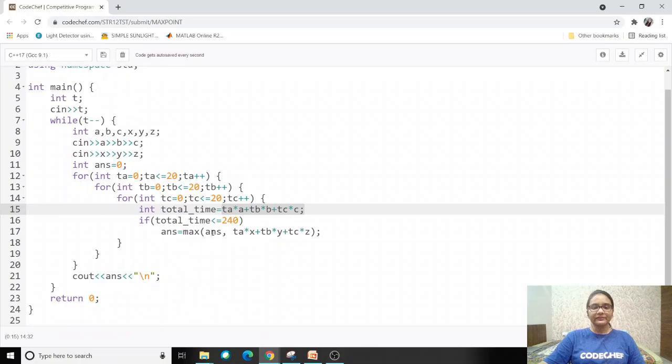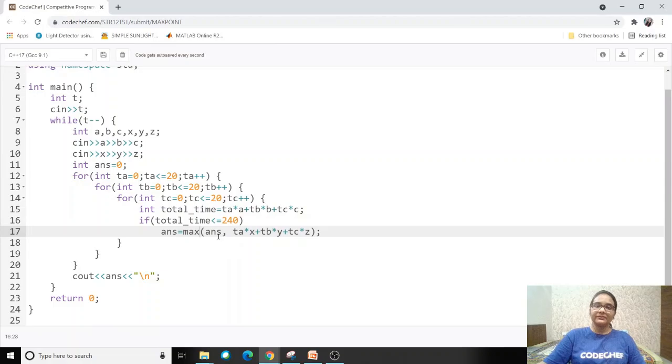So we will calculate the points. I've placed a max function here because we will see whether our previously calculated answer was maximum or the currently calculated answer is greater than the previous one. So this will help us get the maximum points from analyzing each and every situation. So that's it. This is how we are going to solve the problem using brute force.